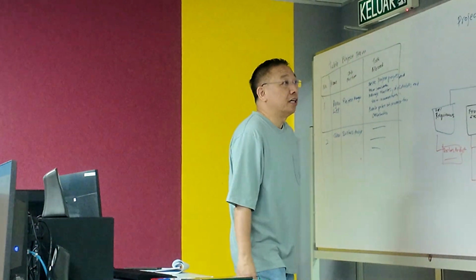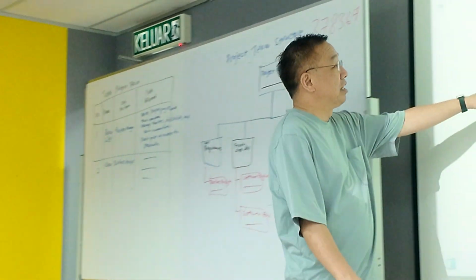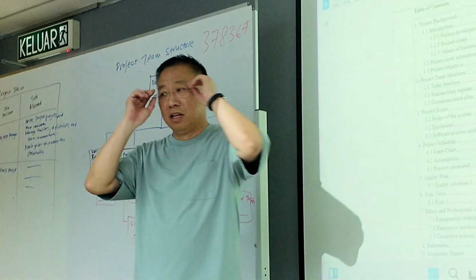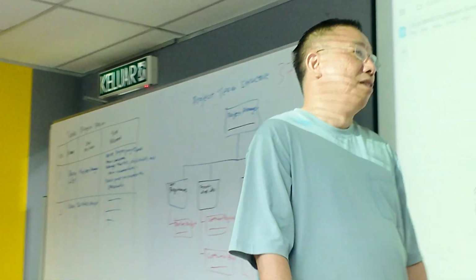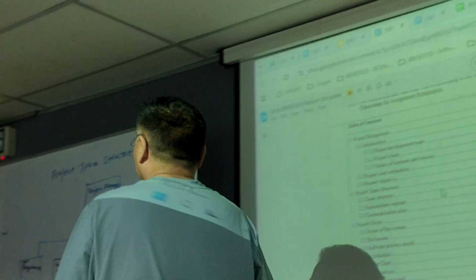Okay, let's move on. We got 20 more minutes and we definitely will be able to cover. So we have done team structure. The next thing we're going to do is stakeholder register and communication plan. You guys all know what a stakeholder is, right? Most people think that stakeholders is only the client. But do you think your project team is a stakeholder as well? Definitely, right? Your project team is also a stakeholder.